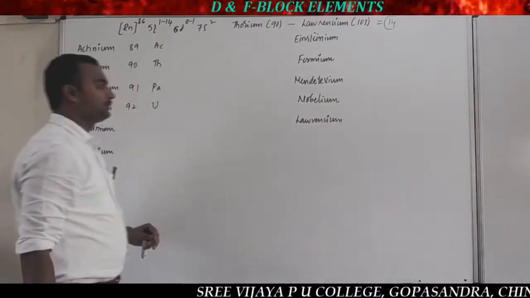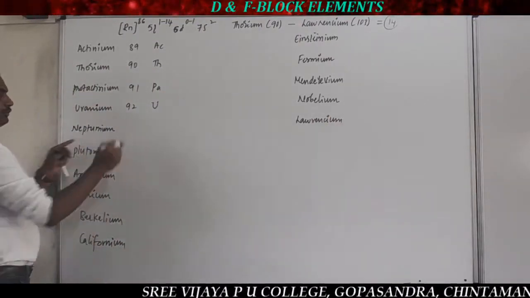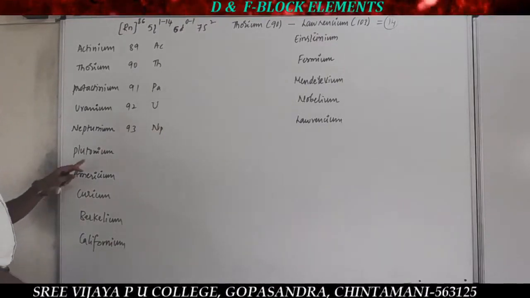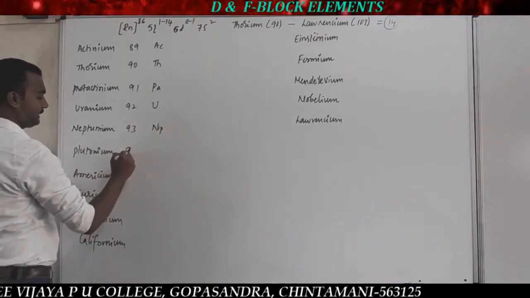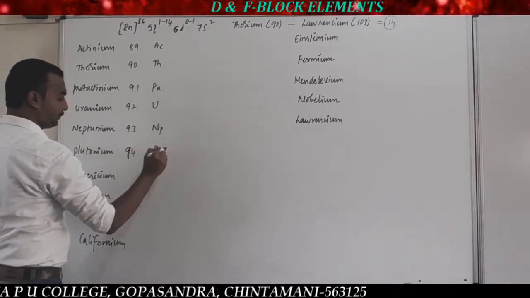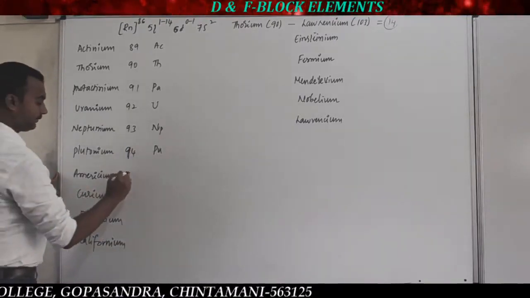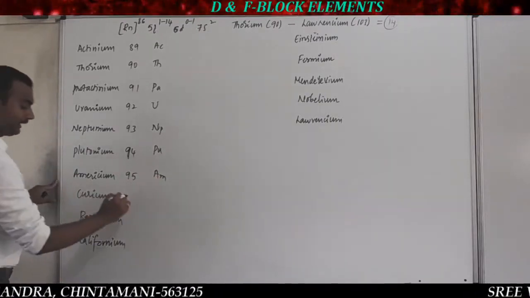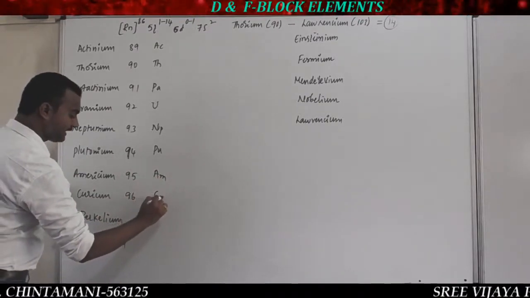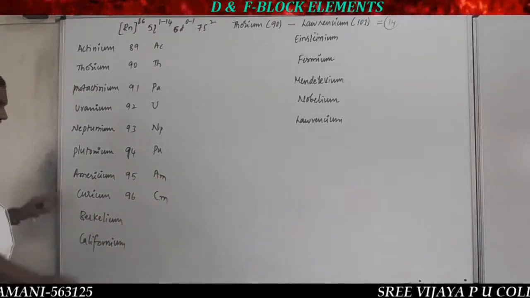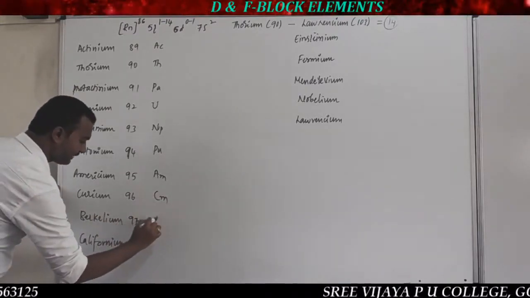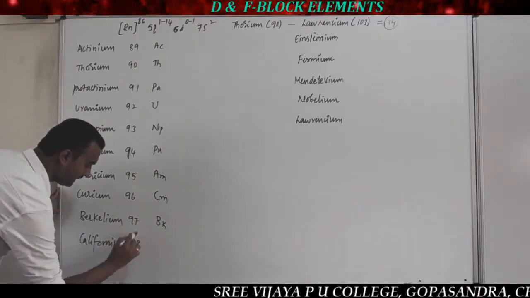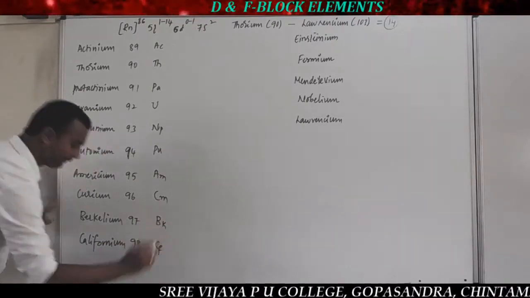Now the atomic numbers and symbols. Neptunium 93, symbol Np. Plutonium 94, symbol Pu. Americium 95, taken as Am. Curium 96, symbol Cm. Berkelium 97, taken as Bk. Californium 98, taken as Cf.